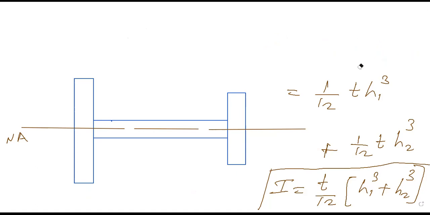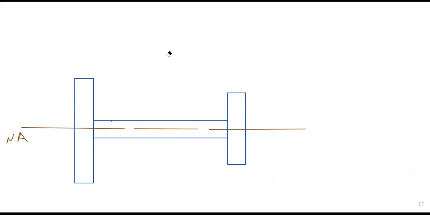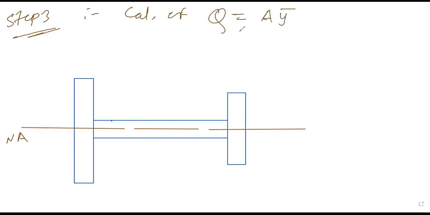Right. Now we will find out the value of capital Q is equal to AY bar. Stepwise, after I comes capital Q, then small q, then the summation of M equation we will take. The next step 3, calculation of capital Q is equal to AY bar.